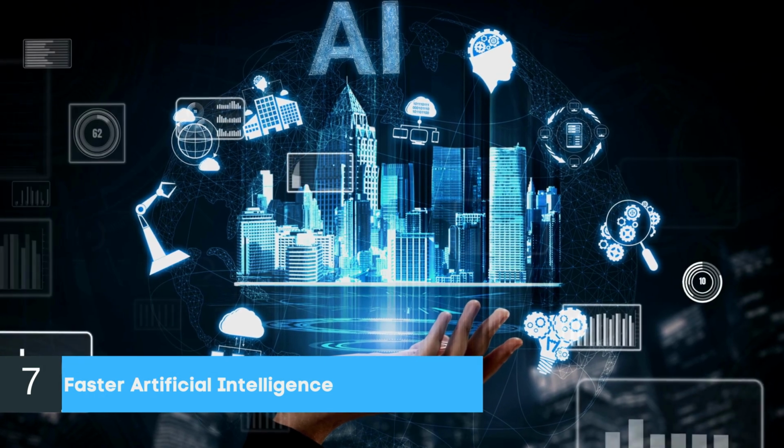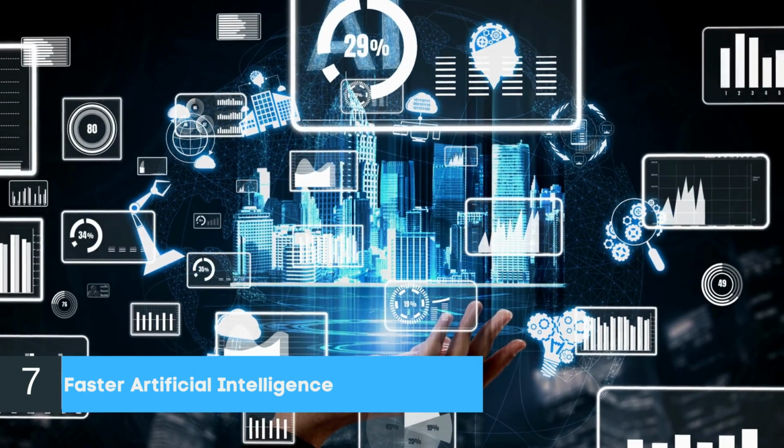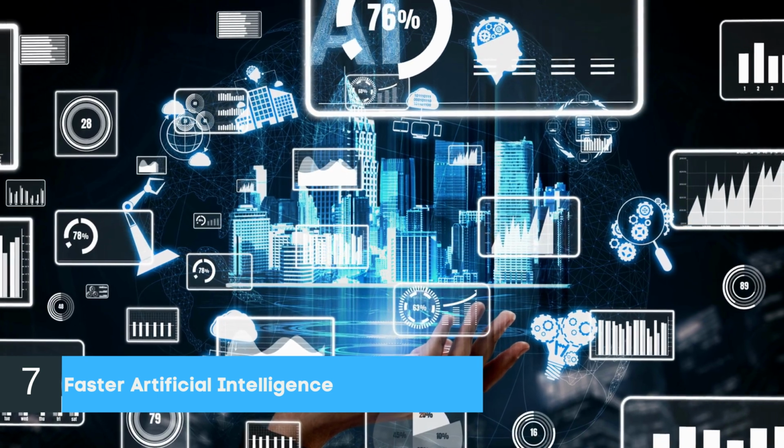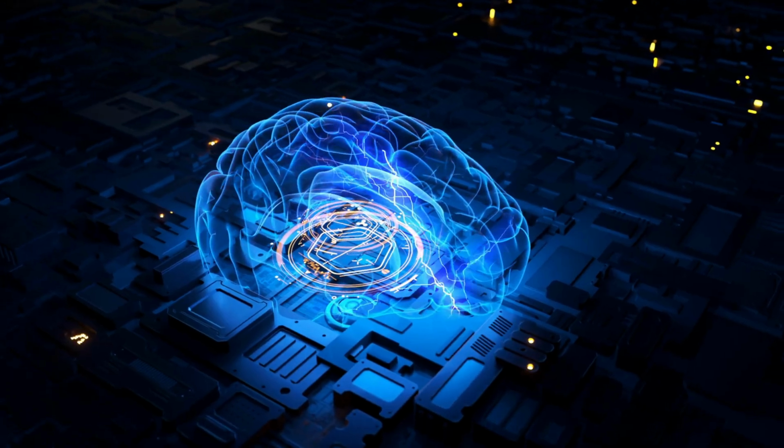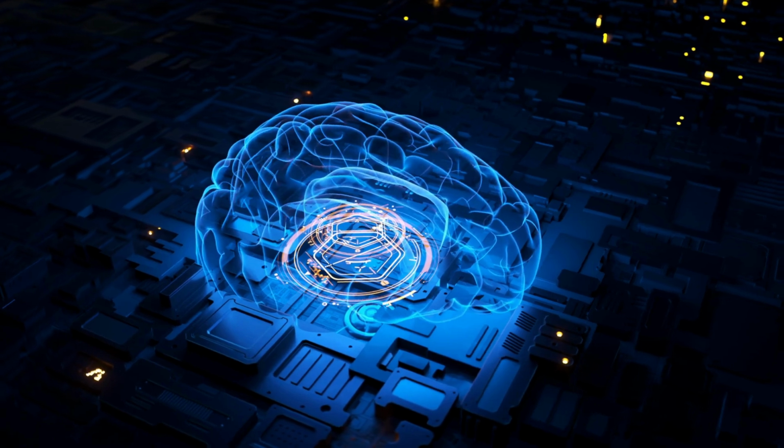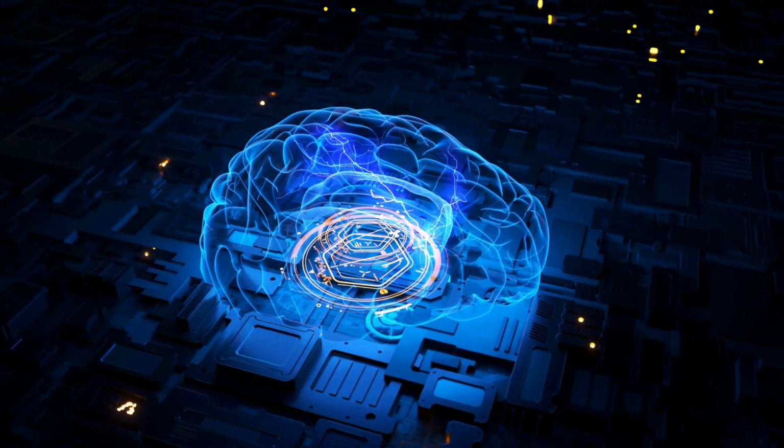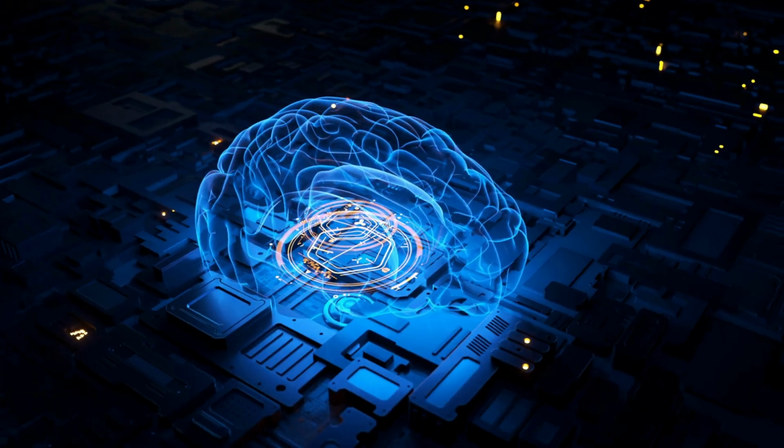Number 7. Artificial intelligence and machine learning will work tremendously faster on a quantum computer. The reason is that in quantum computing, AI will take a few seconds to learn huge amounts of information.